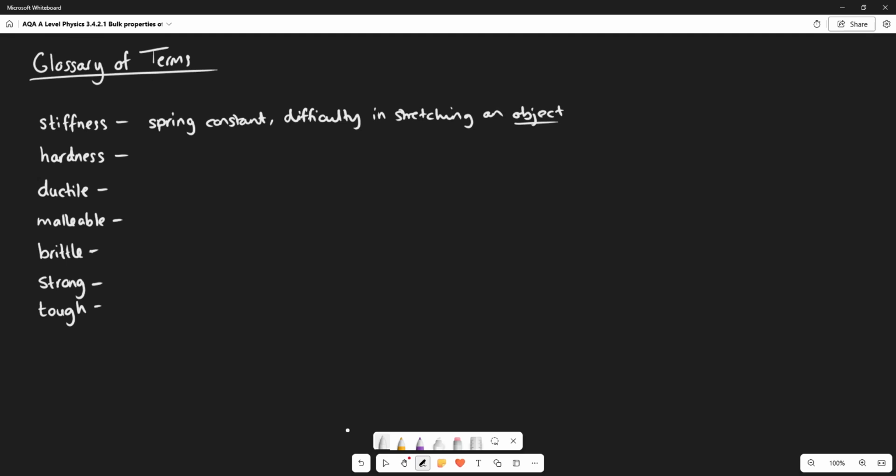Notice that I say object and not material. Hardness is a property that exists on a scale. So you can have some materials that are harder than others. If B is harder than A, then B can scratch or indent A. If I have another material, then it can scratch A and it can be scratched by B.